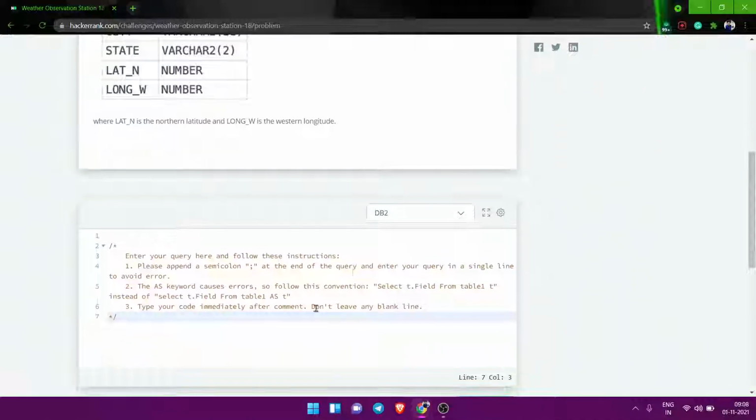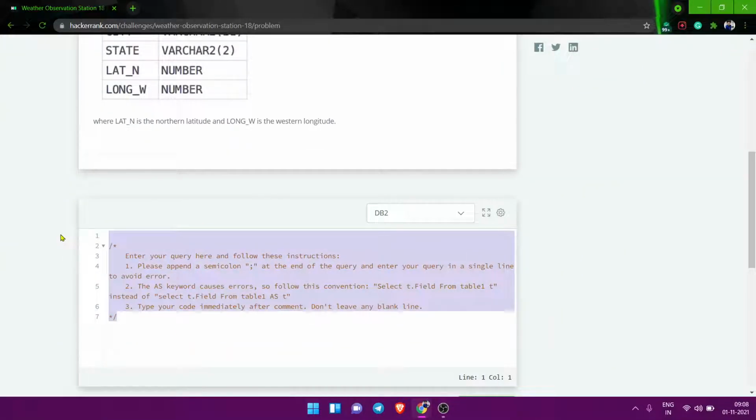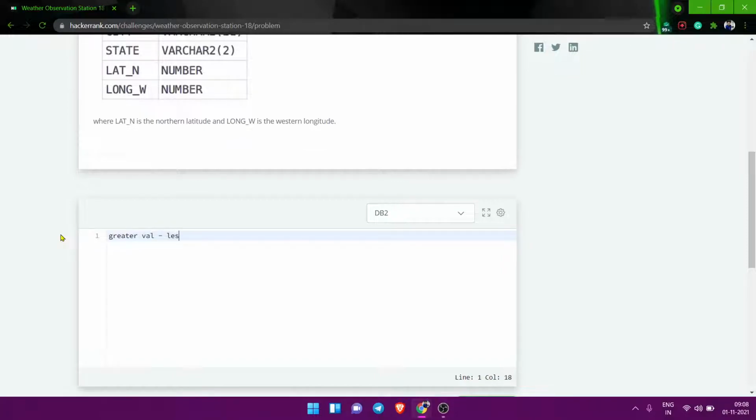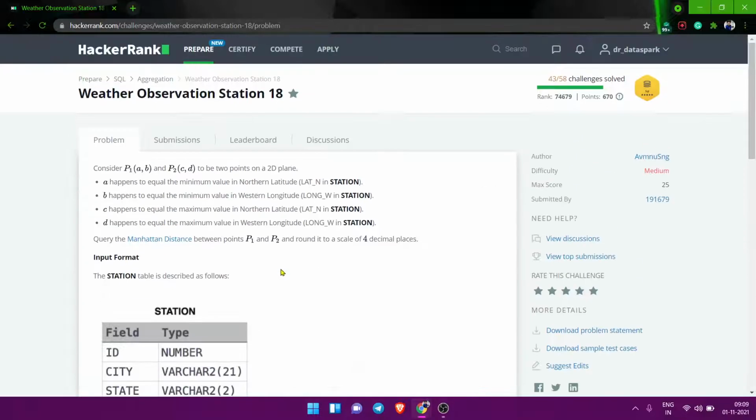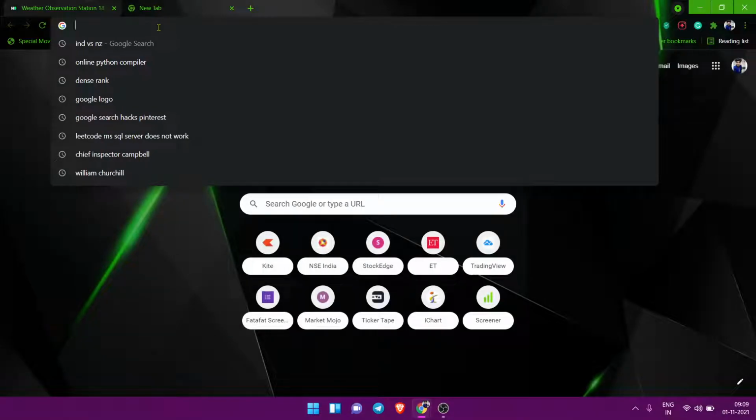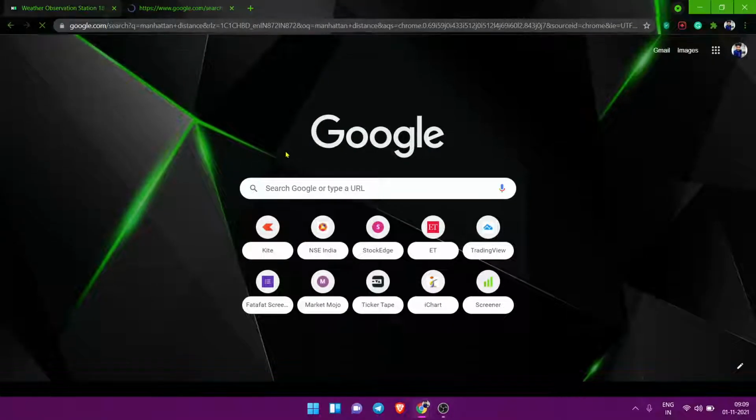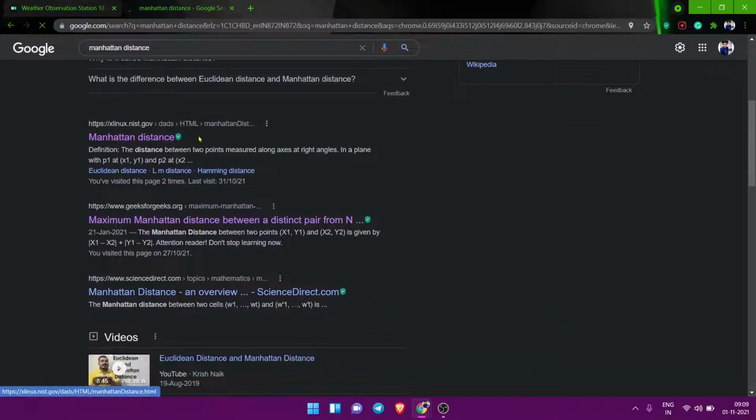Manhattan distance probably is the greater value minus the lesser value on both sides, and probably the modulus of that. Modulus in the sense of programming. I think this is the formula, but I'm not sure. They usually give Wikipedia, but I'll type Manhattan distance and try to Google what it actually is. This looks more like HTML format, probably lesser but more precise information.